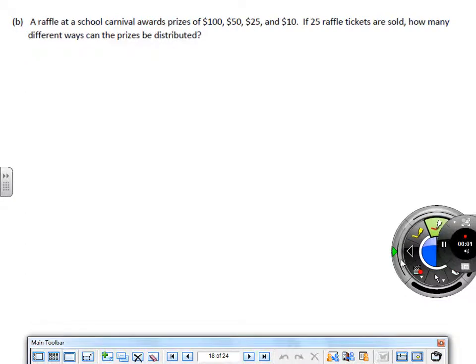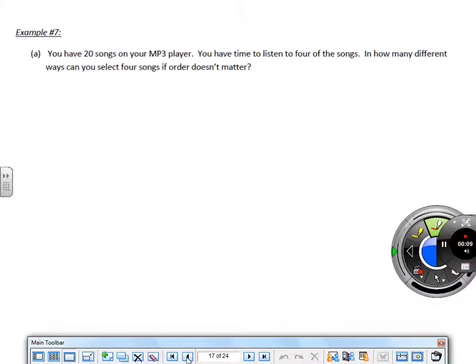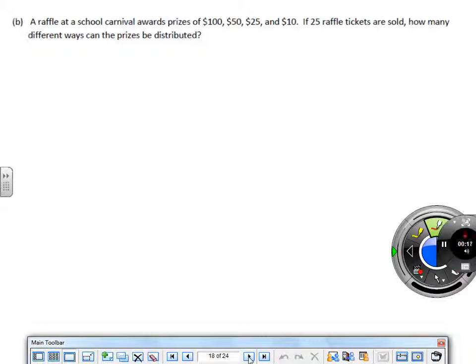So we left off at example 7, part B. Those of you that were just writing it down yesterday, you did example 7. It looked like this, about picking 4 out of the 20 songs from your MP3 player. So this is part B of that.